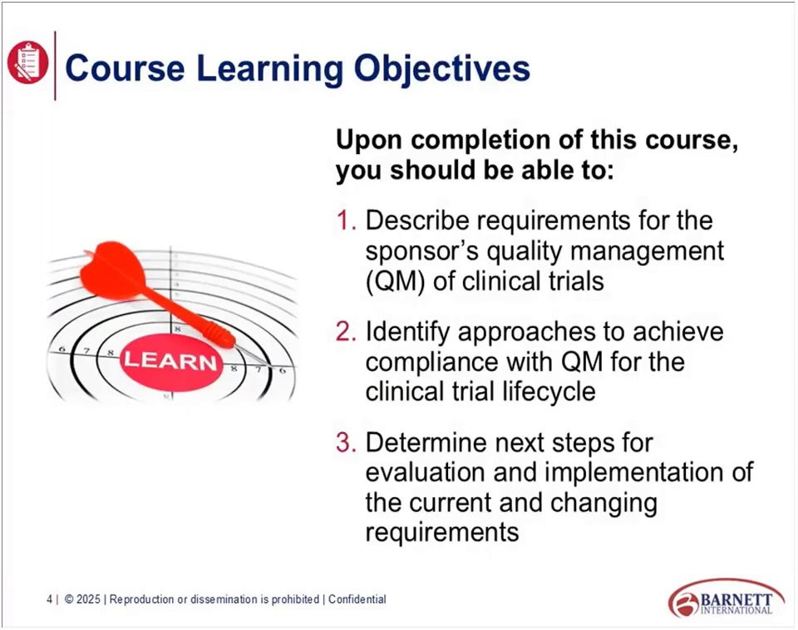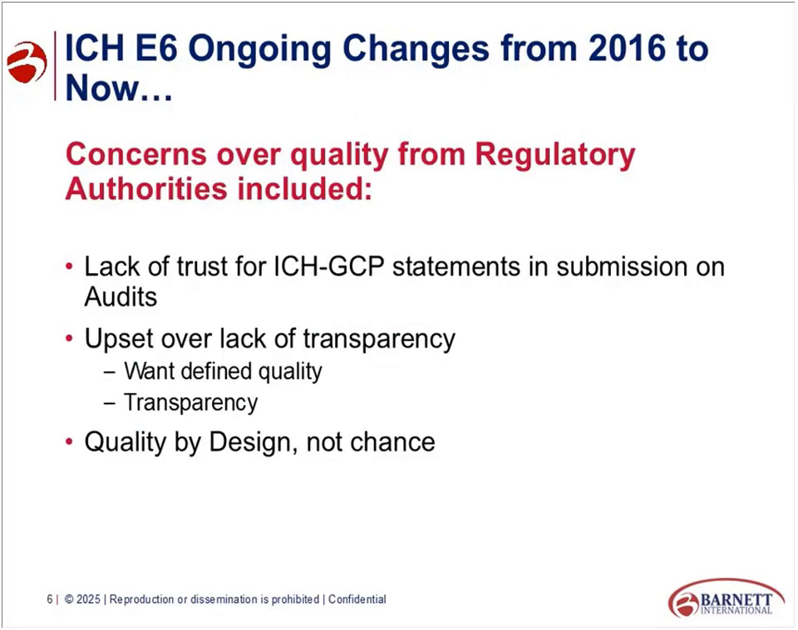So our objectives: describe requirements for sponsors' quality management, identify approaches and how we actually want to do this, so how we actually do want to achieve that compliance, and talk about some next steps for implementing. Things have changed. It's been a process. In 2013, we had our first risk-based monitoring paper or position that was put out by the FDA. And we really thought about how do we do this?